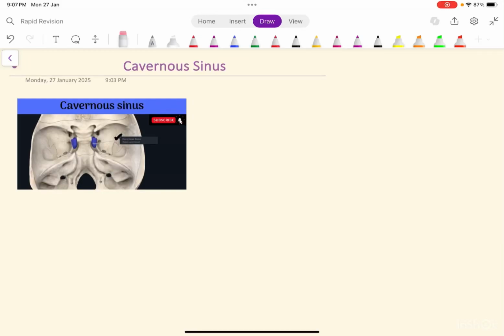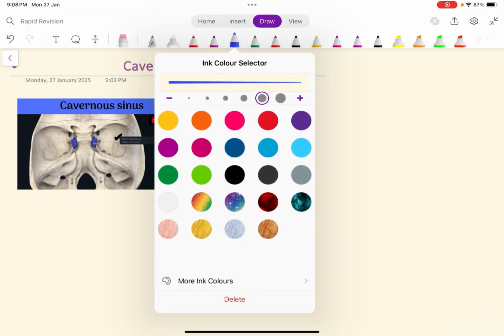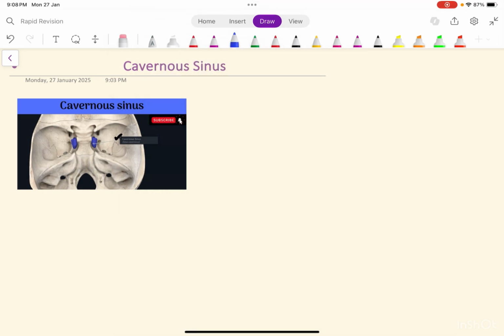In this video, I will be discussing the cavernous sinus. Basically, I will discuss only the general anatomy and the relations in a very easy format. I've already discussed the tributaries and communications in my other video, so you can check that out from there. So first of all, let's start with the general anatomy.